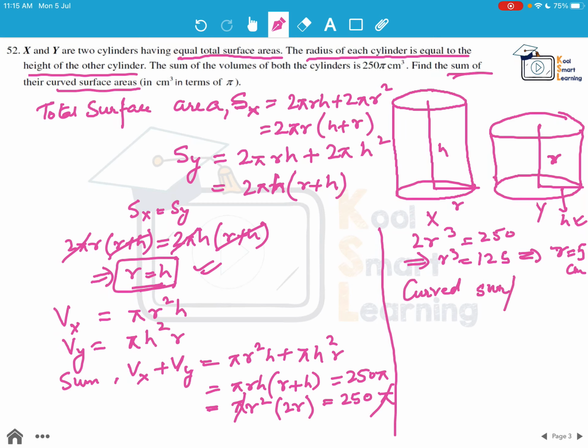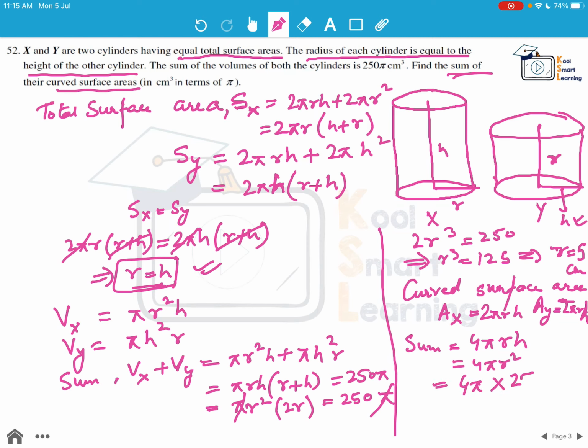Curved surface area, let's call this AX, is equal to 2 pi RH, and AY is also equal to 2 pi RH. So the sum is 4 pi RH, or you can say 4 pi r square, which means 4 pi into r square. With r being 5, it becomes 25. So this is 100 pi centimeter square. This is the sum of the curved surface areas of these two cylinders. So this is the answer to this question.